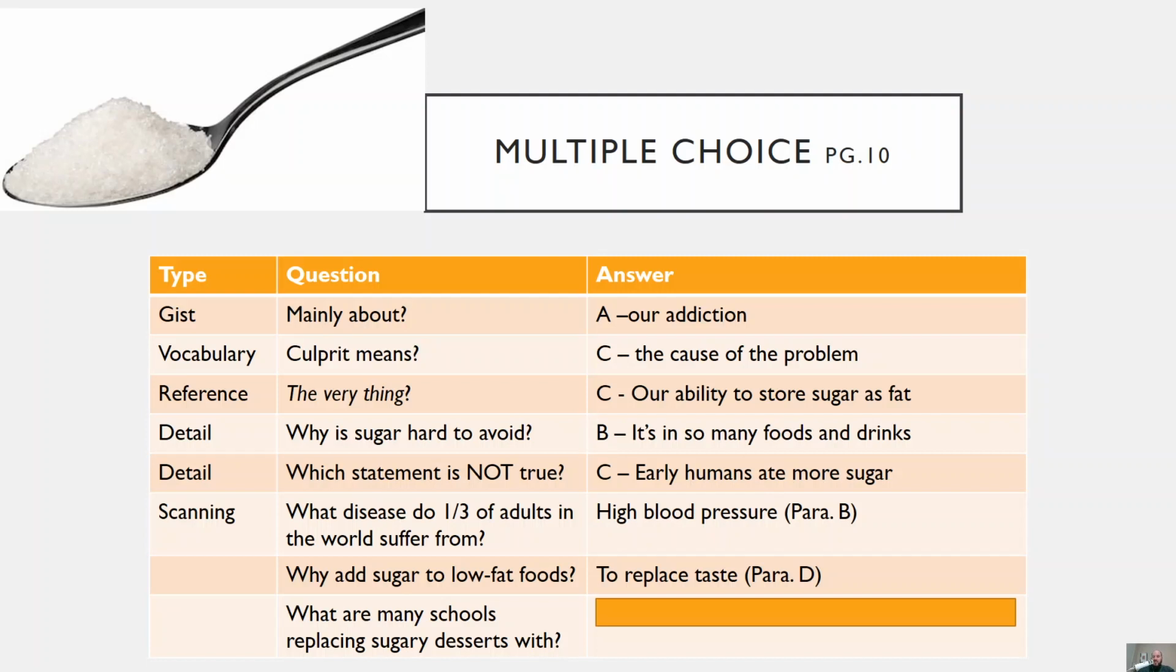And what are many schools replacing sugary desserts with? Healthier options like fruit. Of course, fruit has sugar, but it's a different kind of sugar than you find in chocolate and those kind of things. Okay, next question.